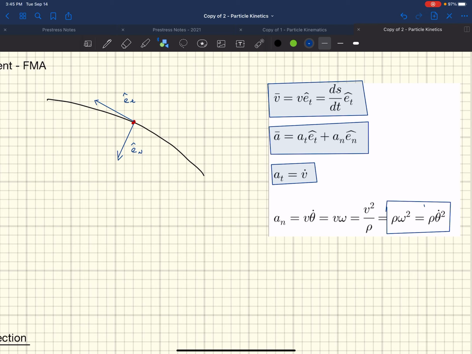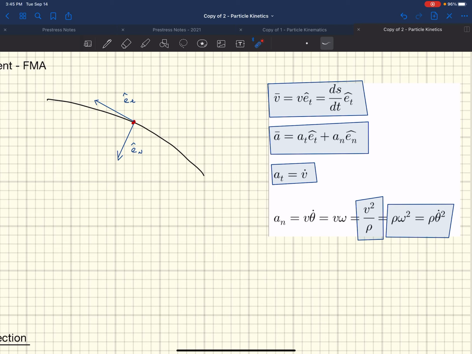I wanted to box that. A couple different forms to it. We could either use rho omega squared, or we could use v squared over rho. And it depends on whether or not you know omega. Sometimes on a problem you know omega, sometimes you know velocity. And depending on which one it is, you use either this one right here or this one right here for that acceleration component normal to the path, which is the acceleration associated with change in direction.